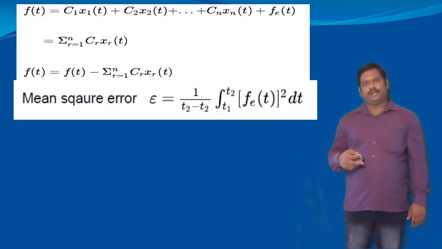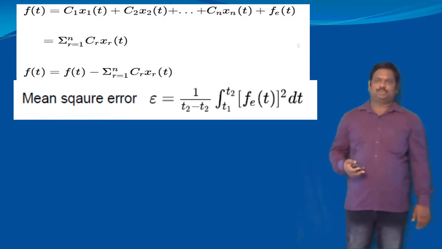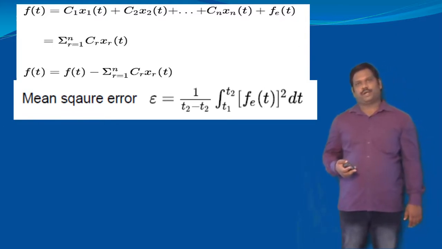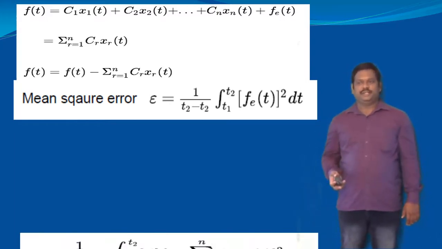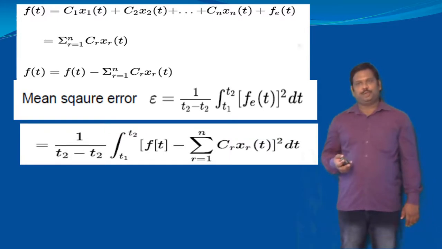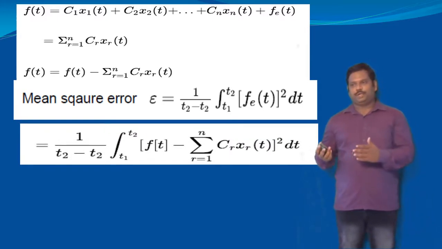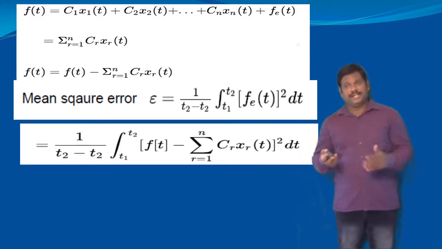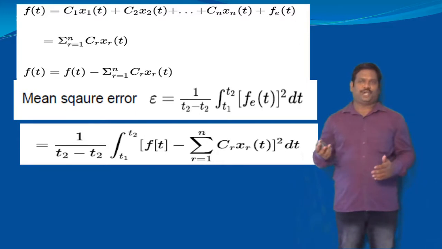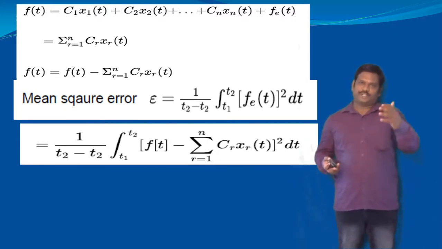The mean square error, generally the last expression we have seen, is nothing but 1 by t2 minus t1 integral of t1 to t2 fe square of t dt. That is the mean square error. Here fe of t is nothing but f1 of t minus summation r equal to 1 to n of cr into xr of t, whole square dt. The same expression for the n number of functions we have considered and substituted in our error function fe of t.